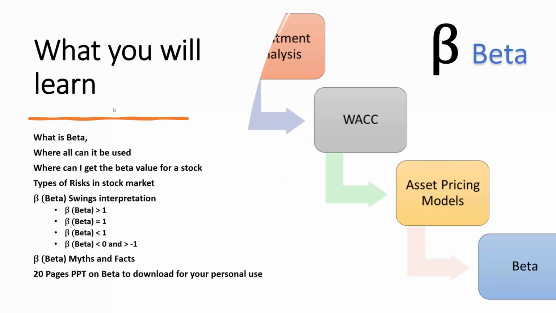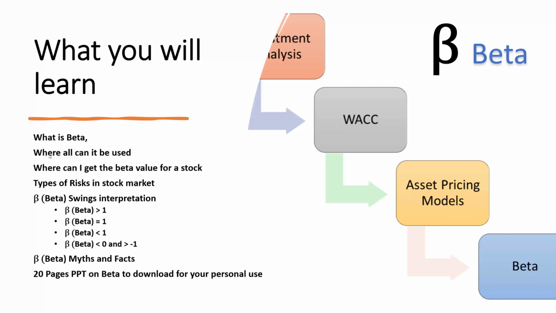As I said, we'll start with basics, right? I'll talk about what is beta, and then we'll see where all beta can be used, the different types of risk that beta takes into consideration when we compute it, and what are the numerical values that a beta has, interpreting the numerical values and trying to understand what it means when beta is equal to 1, and so on and so forth. And finally we'll talk about certain myths and facts for beta.